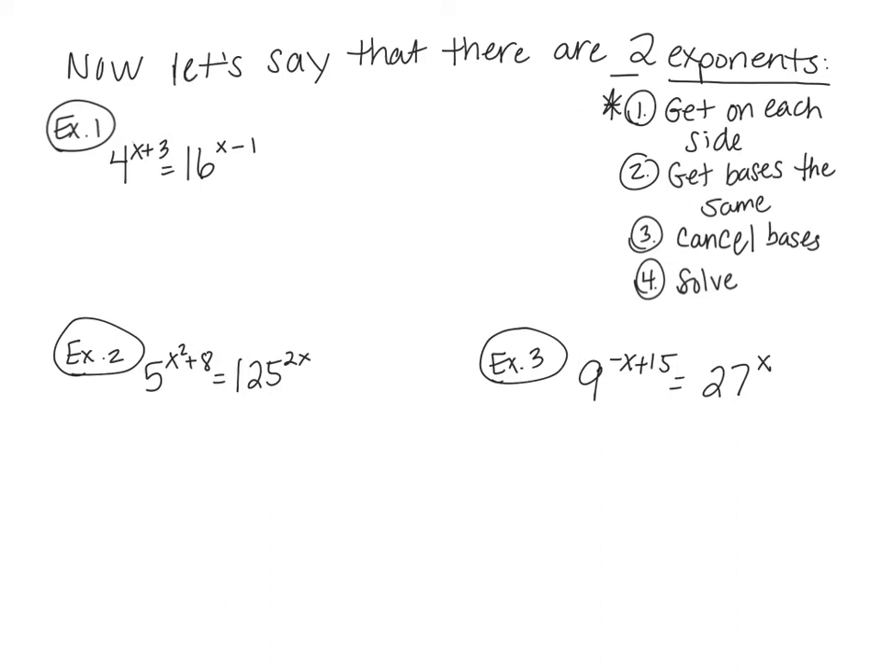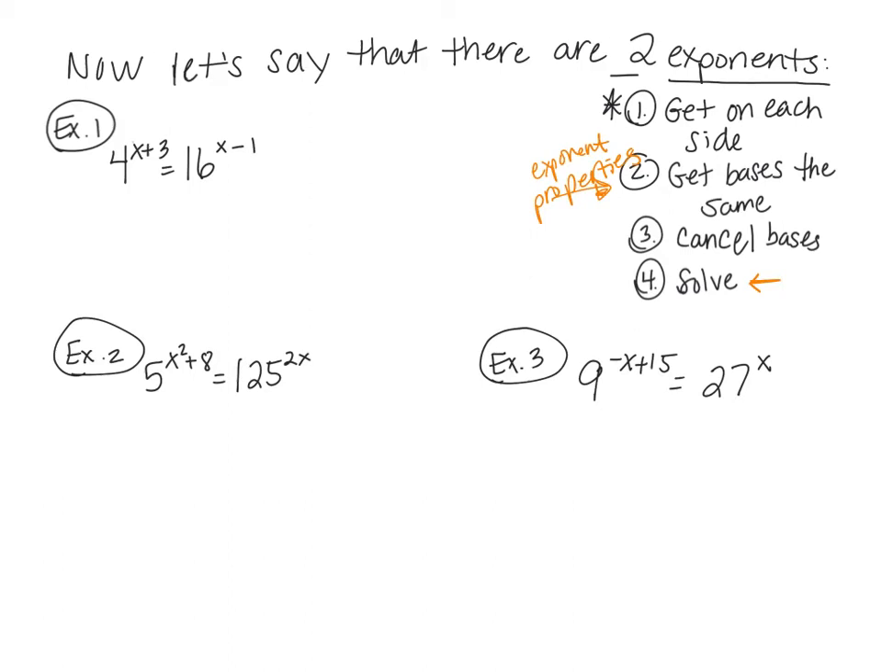Once I do that, I'm going to get the bases the same. That's going to be just like what we were looking at last time. That's where I'm going to use those exponent properties. Then after I do that, I'm going to cancel off those bases just like we did last time, and I'm going to solve it. The solving this time is going to be a little bit more involved because I'm going to have variables on both sides. But it'll be just as easy as solving a regular equation.